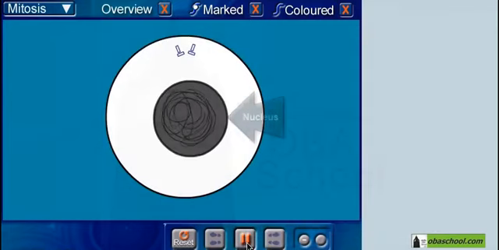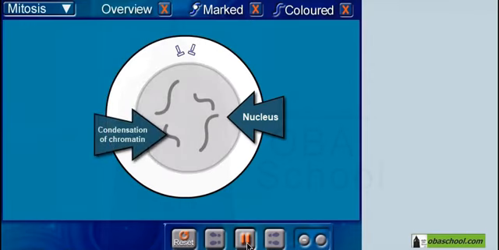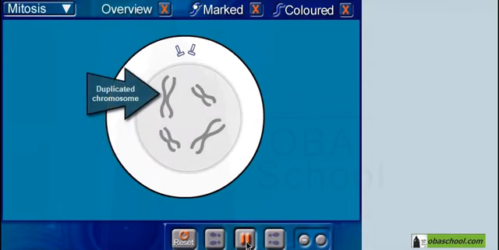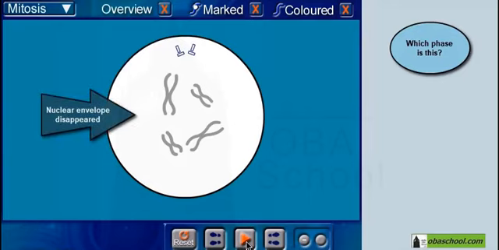We are getting a closer look on the nucleus. We can see that the chromosomes are condensing and they are duplicating. Which phase is this? The chromosomes were condensed and the nuclear envelope disappeared. Pause the video and write down your answer.